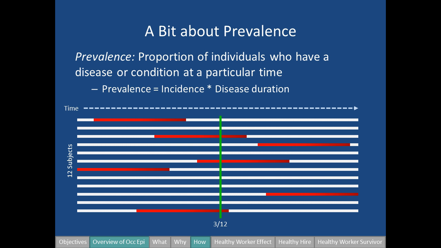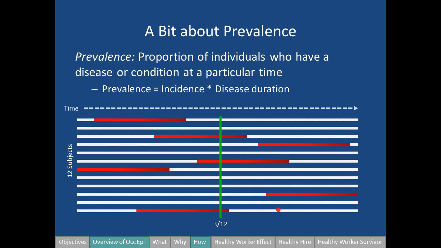So here we have 12 workers over time. Here's time moving along, and over time they go into these disease states. If they're in the red, they have the disease, and then they recover, and they're white again. Some people never get the disease, and some people do. So if we came in and did one snapshot in time, and we're just going to do the midpoint here, we would say that the prevalence is 3 out of 12, because 3 workers have the disease state out of the 12.